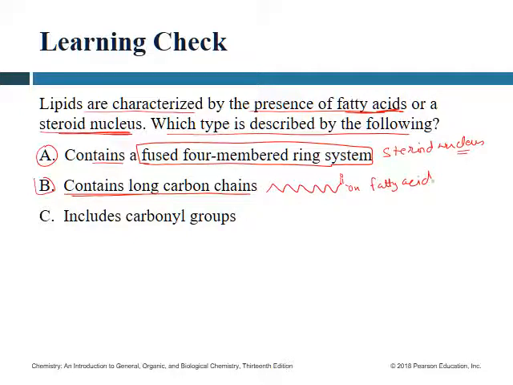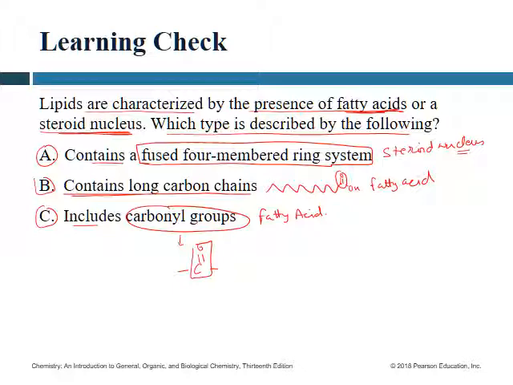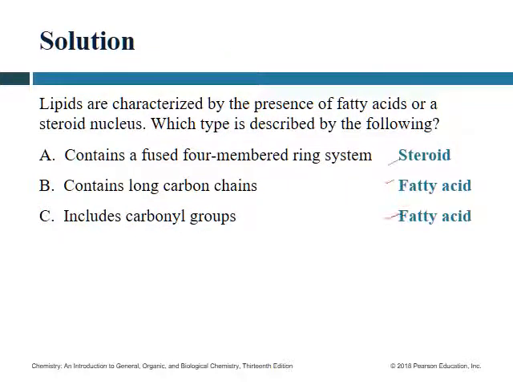And the third one is include carbonyl groups. So what is carbonyl group? Carbonyl group is C double bond O. This is your carbonyl group, right? In which type of lipid can you get a carbonyl group, fatty acid or steroid? In fatty acid you can say this is a carbonyl group, right? In carboxylic acid, so this is also fatty acid, right? So this is how you can answer all this type of question depending on the structure that particular lipid has, right? So we already talked about this answer, why the first is steroid and the other two are fatty acid.